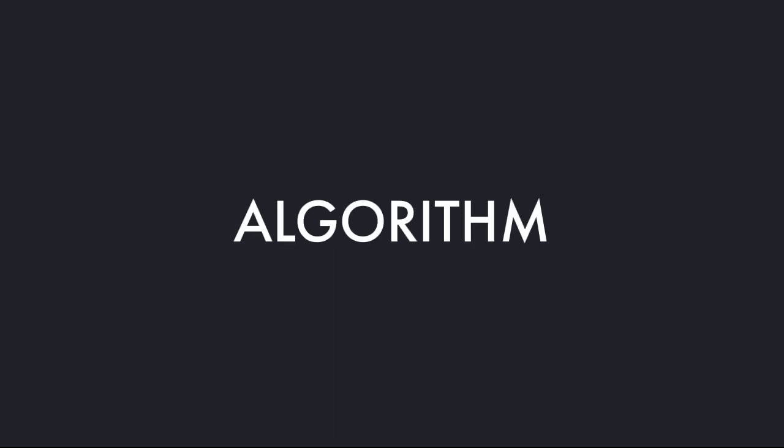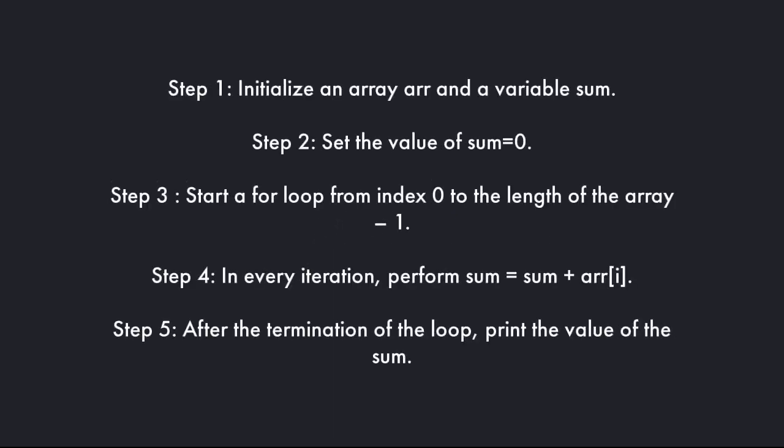Now, let's see the algorithm for finding the sum of n elements in an array. In the algorithm, the first step is to initialize an array called ARR and a variable called sum. We can use any name for the variable and array. In step 2, set the value of the sum equal to 0.